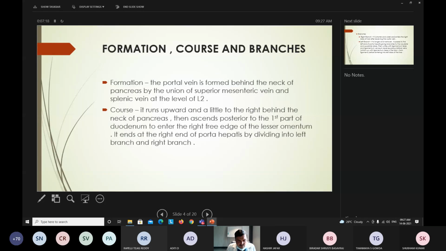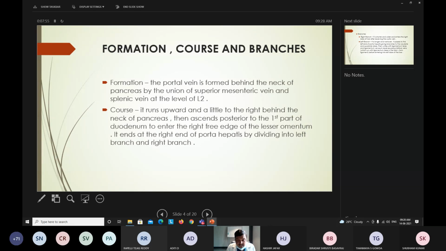The portal vein is mainly formed behind the neck of the pancreas. Remember this point. The portal vein is formed behind the posterior aspect of the neck of the pancreas by the union of the superior mesenteric vein and the splenic vein at the level of the second lumbar vertebra. What is the level of formation of the portal vein? It is formed at the level of the second lumbar vertebra by the union of the splenic vein and superior mesenteric vein. These two veins join behind the posterior aspect of the neck of the pancreas.